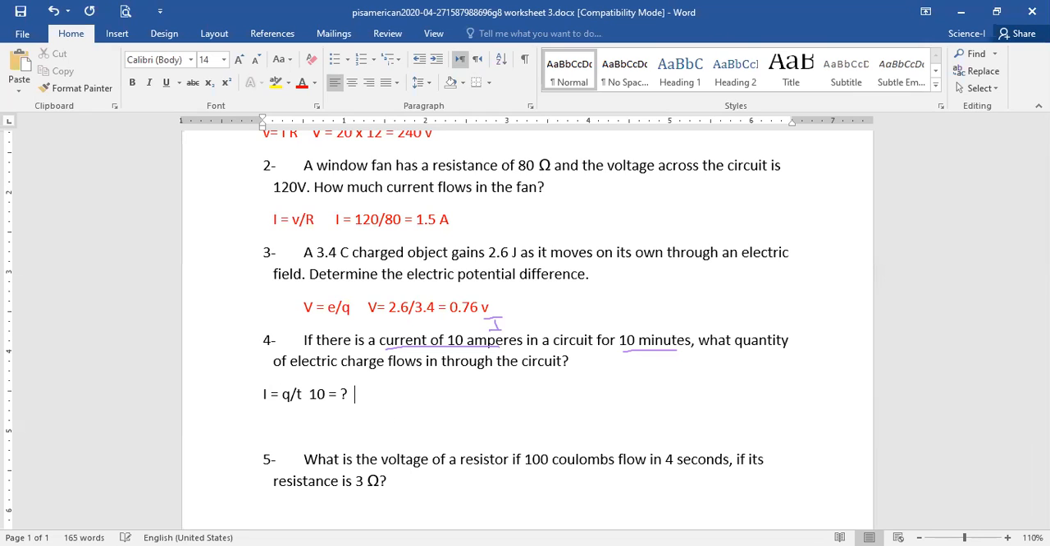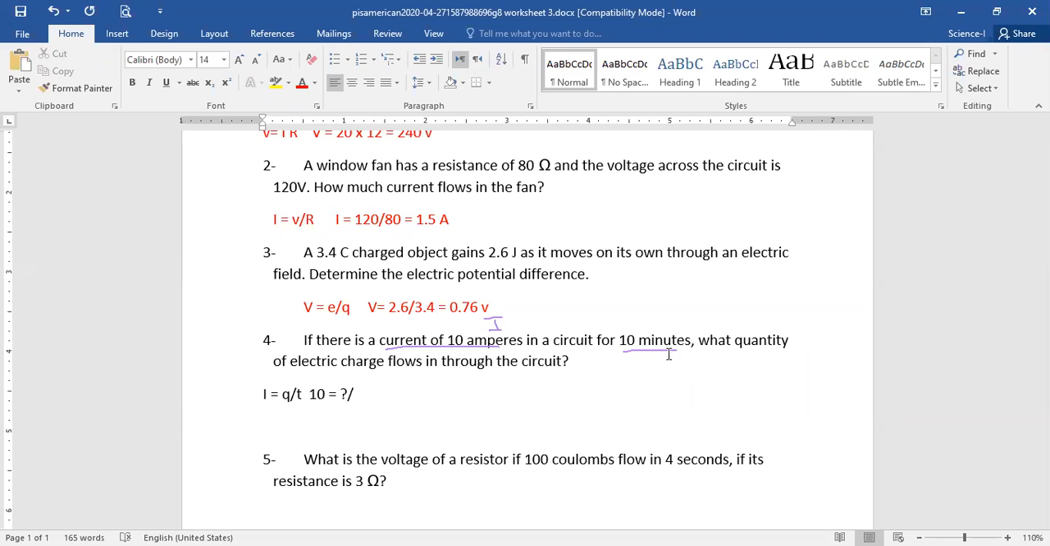Here is the tricky part. Guys, just wait. Everyone says 1 without thinking. Here the time is how much? 10 minutes. We must convert them into seconds because we said it must be measured in seconds.